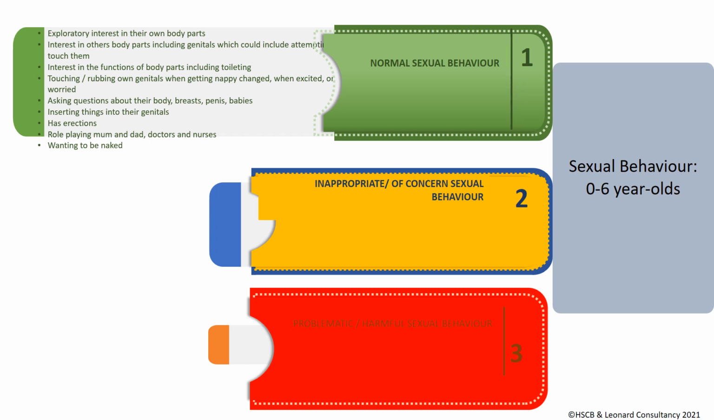So there are lots of questions about their body, breasts, penis, babies, but they also begin to think about inserting things into their genitals. So certainly they're beginning to look, but not actually doing the insertion, just wondering, does something go in, and poking and things like that, particularly towards the older end of this range, so 5, 6 years of age, because they have a bit of a sense of things coming out of there. So there's exploration, but not necessarily any insertion, just that idea of what can go in here. Also wee boys will have erections, and that is a perfectly normal physiological response of boys. Role playing mummy and daddy, doctors, nurses, wanting to be naked. That's all perfectly normal.